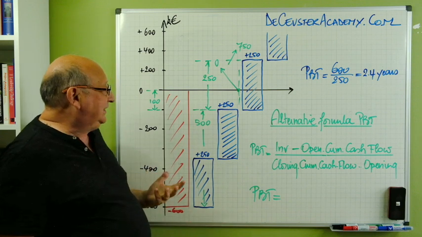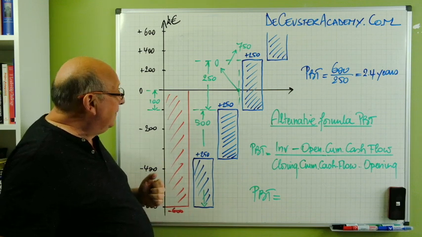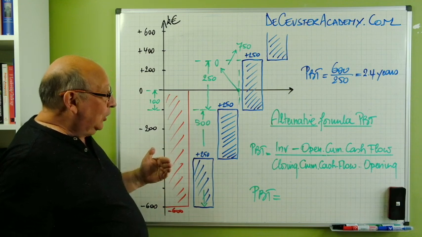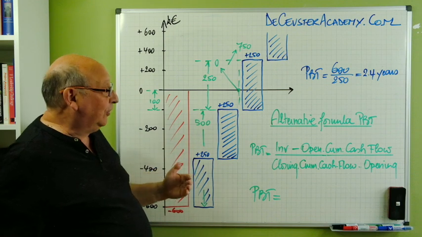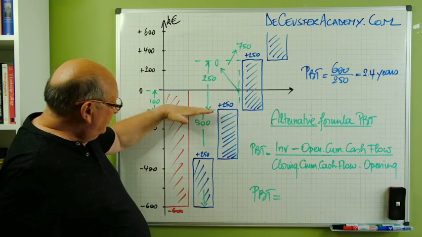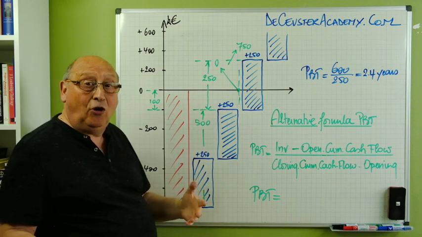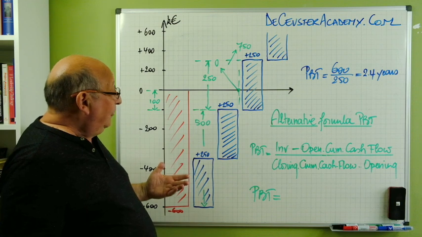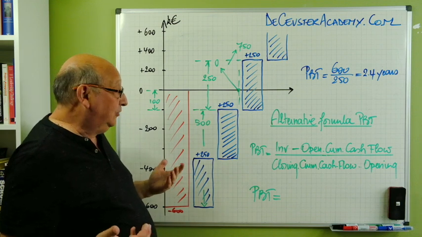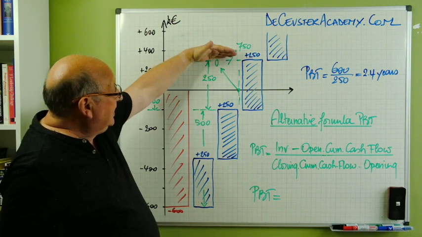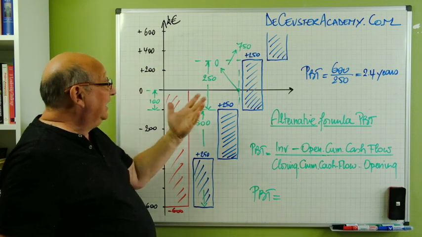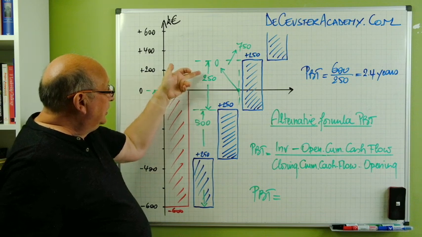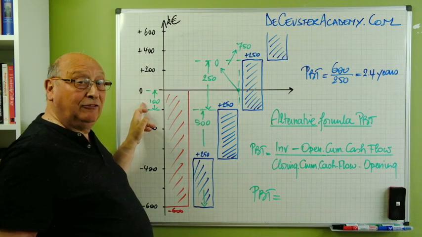What can we see here? We have the alternative formula, where we look at the investment, the 600K, and then we look at the opening cumulative cash flow, and we see this is the first 500. That's before we reach the 600K. The next thing we have is the closing cumulative cash flow. That's here. So we have here 750. Here we have 500. So basically between the two, here we have 250, and here we have 100.